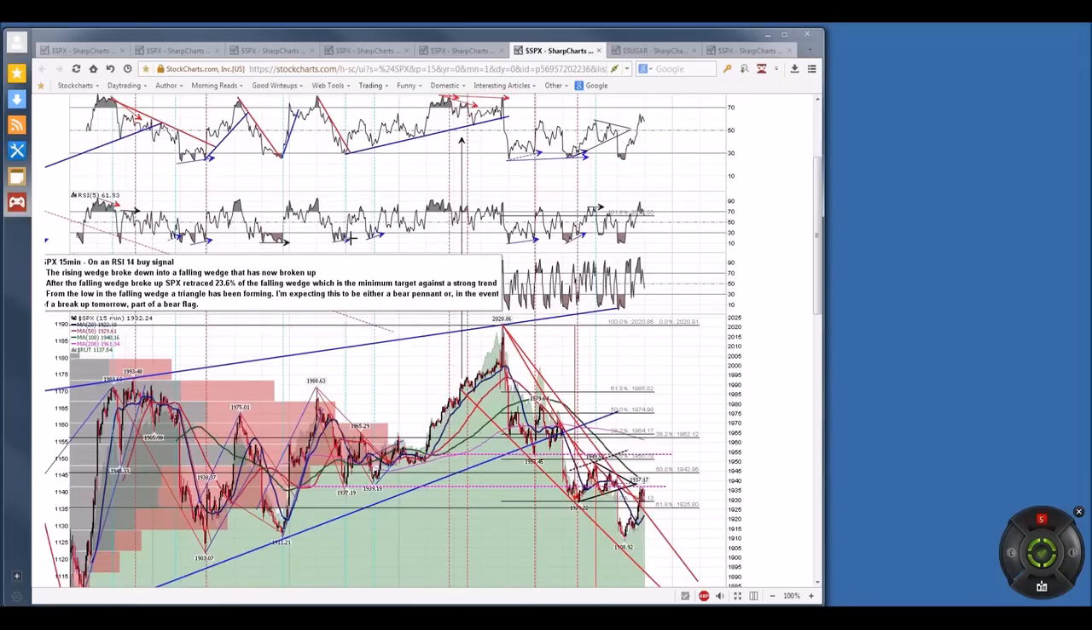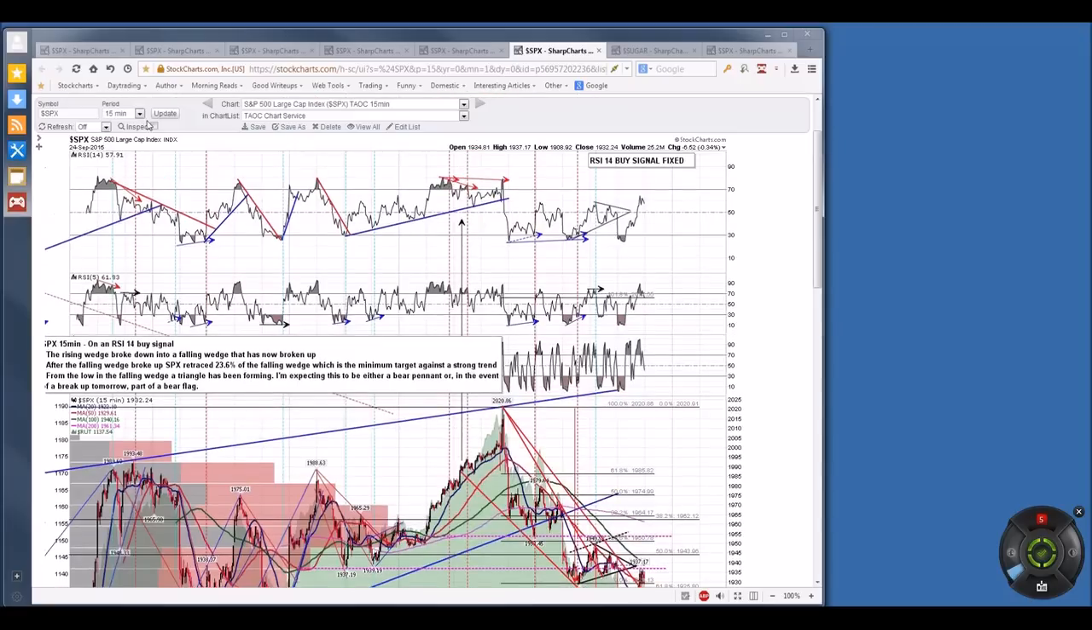RSI 5 will give you an awful lot of much more sensitive moves. And if you're a shorter term trader, you should be using an RSI 5. If you're into swing trading, a 14 is much more suitable. Actually both together I think is great, by the way. Yeah, I think I use them all together.